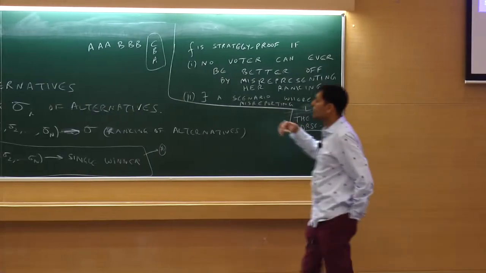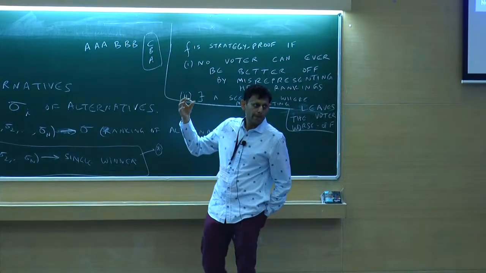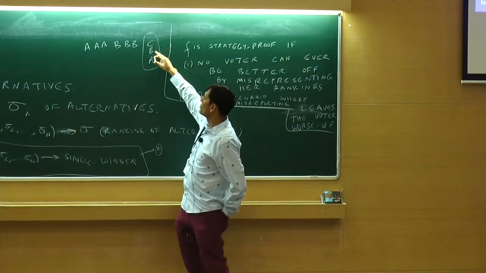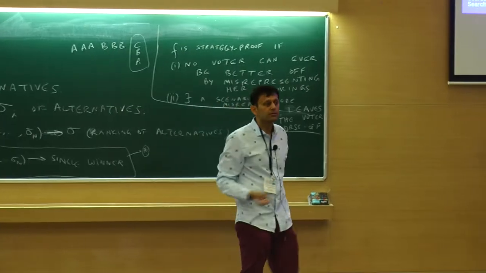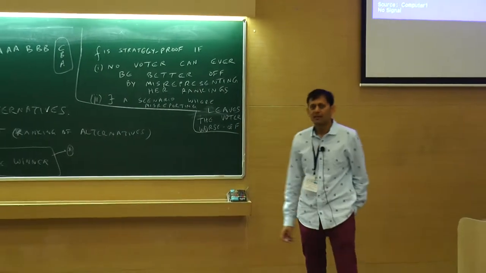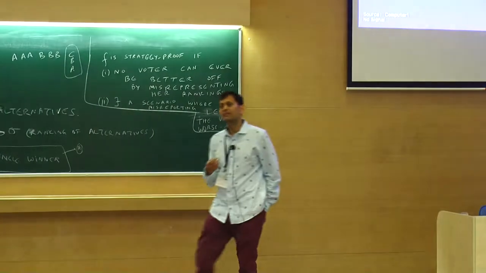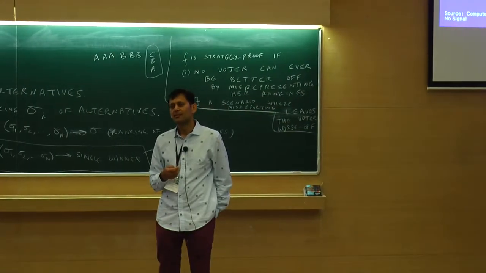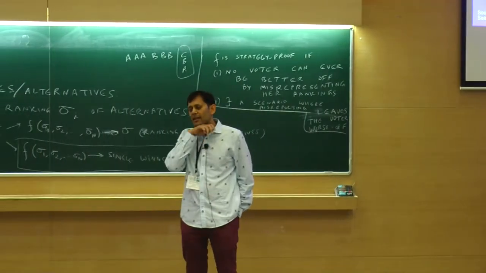So the question is, does every voter have some utility? No, they just know that they like this more than this more than this. It's a single winner, so the utility is to get the highest-ranked person in. Okay. Anyone else about strategy proofness?